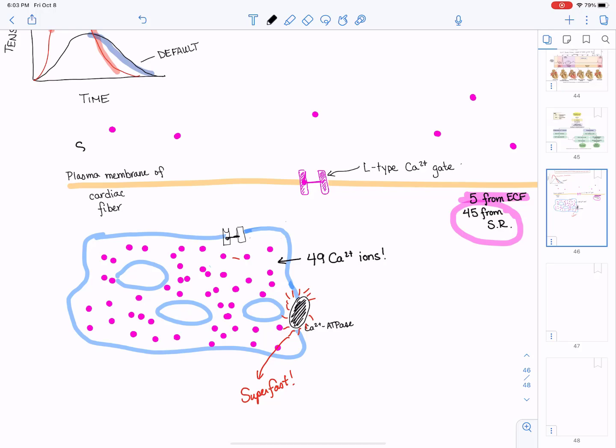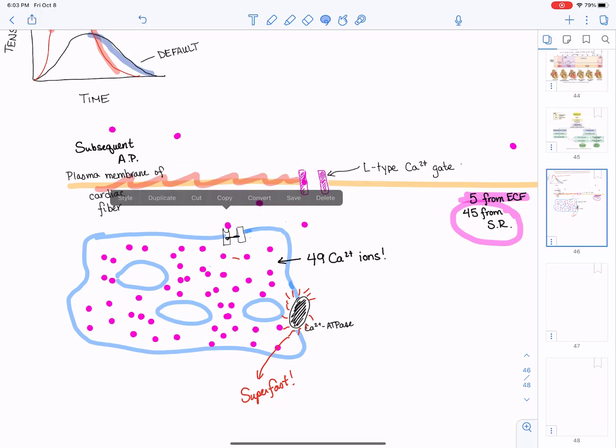When we have a subsequent action potential come down that plasma membrane of that myocardial fiber, what that's going to do is open, again, our L-type calcium gate, but still 5 calciums are going to come in from the extracellular fluid. A lot of students are tempted to think only 1 would come in, but remember it's based on gradient, and so about 5 will still come in. But now, instead of releasing only 45 calcium ions from the sarcoplasmic reticulum, we're going to release 49 calciums.